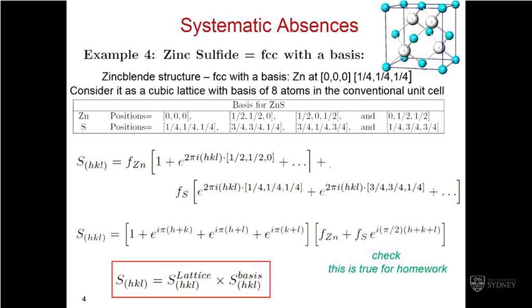So you do the same thing. You do the sum over the species. First of all, you have species zinc here. And then you've done the same thing. You substitute in all the positions of your atoms into the structure factor, and so on and so on. All these zinc positions.